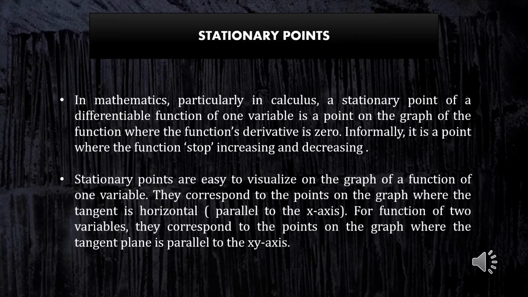Then, stationary points are easy to visualize on the graph of a function of one variable. They correspond to the points on the graph where the tangent is horizontal, which is parallel to the x-axis. For a function of two variables, they correspond to the point on the graph where the tangent plane is parallel to the xy axis.